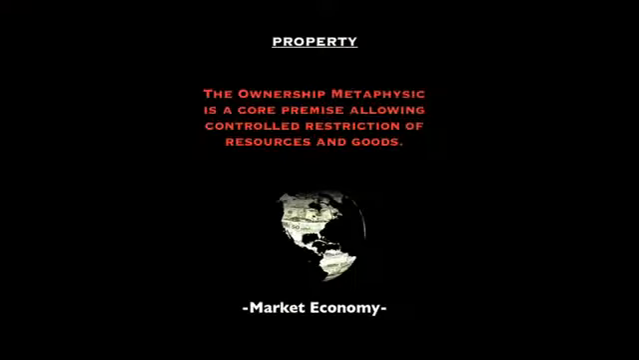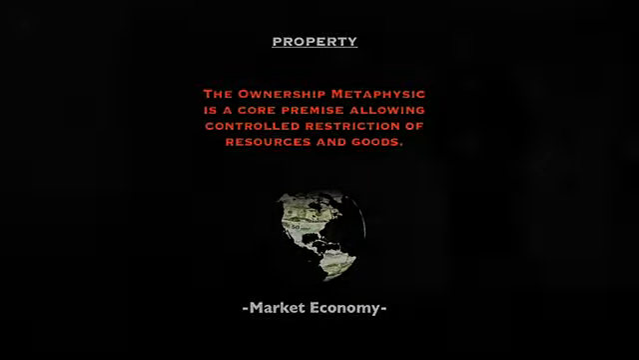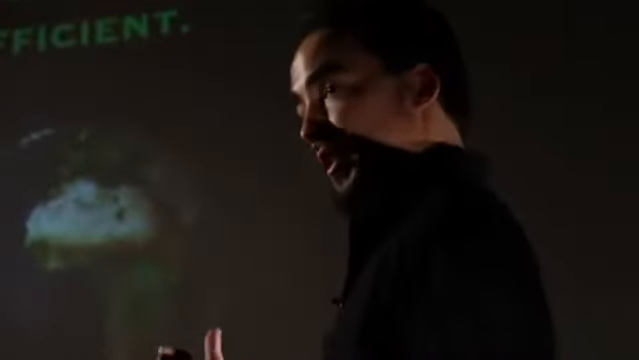Point 3, property. The ownership metaphysic is a core premise allowing controlled restriction of resources and goods. I say metaphysic because property isn't real. There's no such thing as ownership in the broad scheme, neither intellectual nor physical goods. It's all transient. The idea of everyone owning one of everything, for example, does that make a lot of sense when we think about our natural economy?